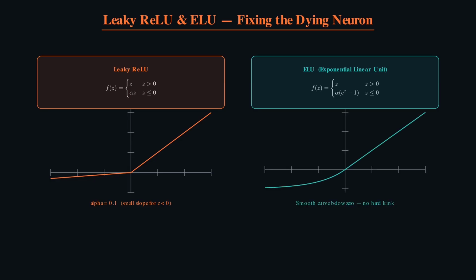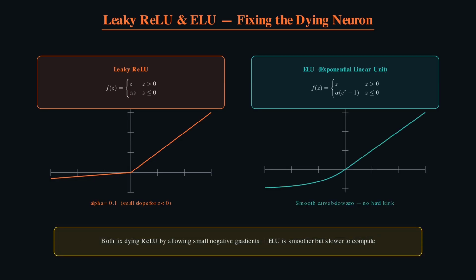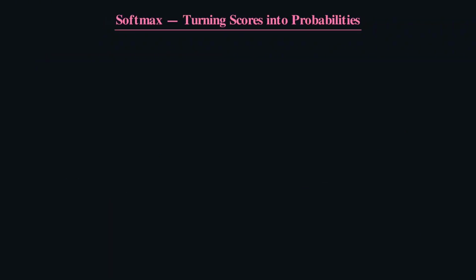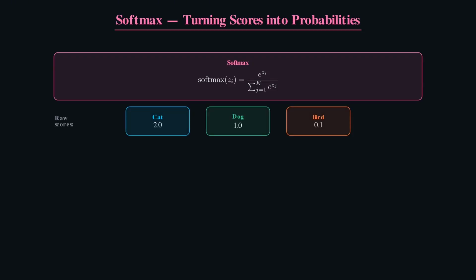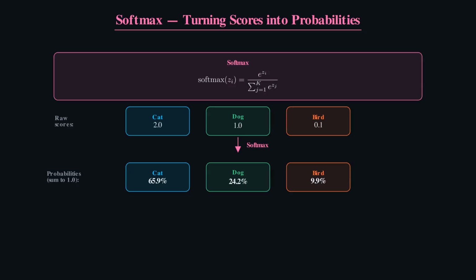But ReLU has one failure mode, dying neurons. A large negative gradient update can push a neuron permanently below 0. Gradient becomes 0 forever, and that neuron contributes nothing to learning ever again. Leaky ReLU fixes this by allowing a small slope below 0, so the gradient never fully disappears.